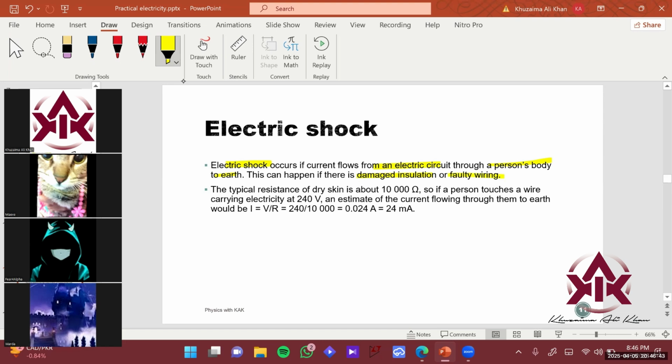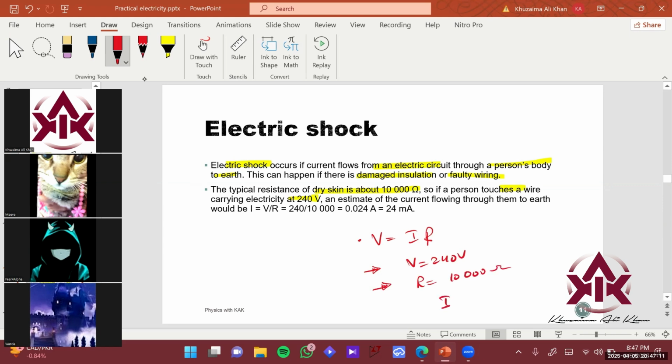Your human body has a resistance of 10,000 ohms. You can use an instrument to measure it. So if a person touches a wire which is at 240 volts, you can use Ohm's law to find out. What does Ohm's law say? V equals IR. The voltage of the supply that comes into your house is 240 volts, and the resistance of a body, an average value, is 10,000 ohms.